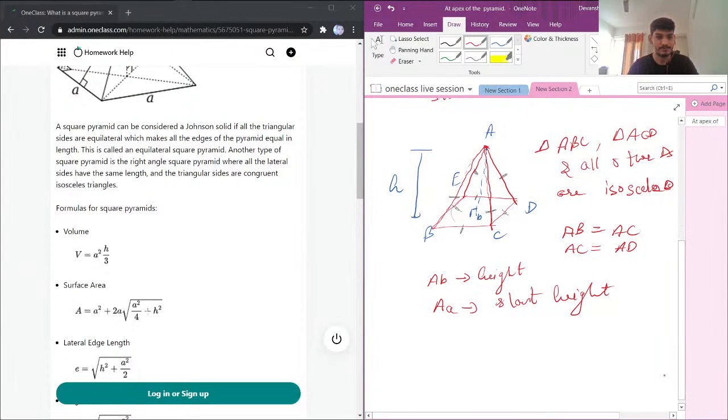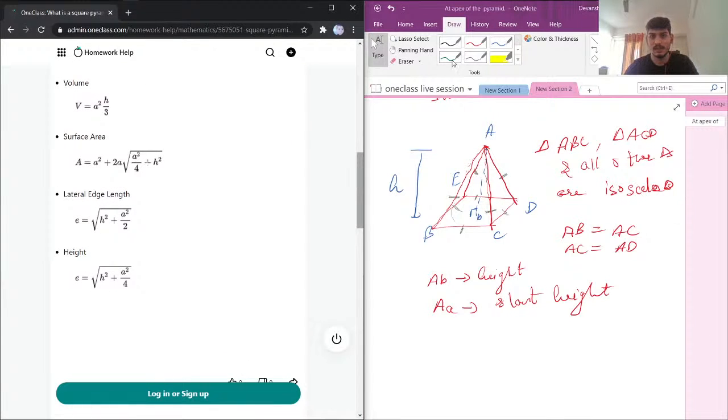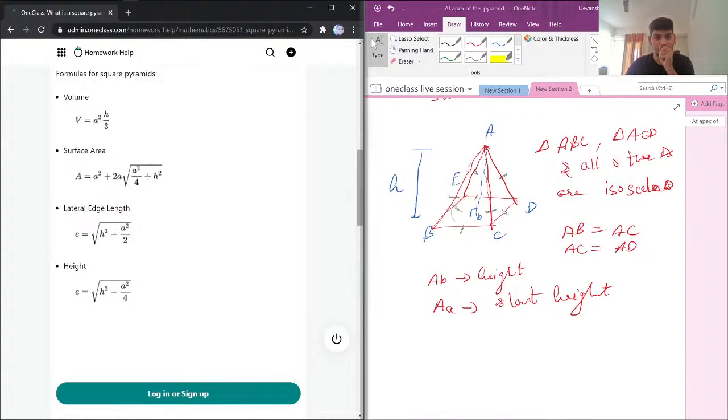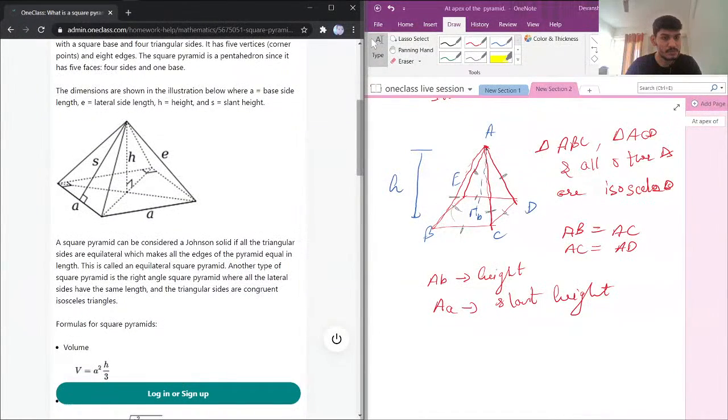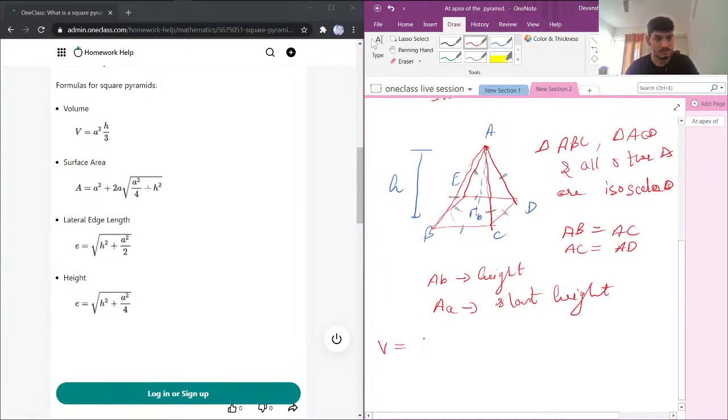Okay, now here are the formulas. This is the volume. The volume is given in terms of base length a, and can be calculated as a square h over 3. For surface area, it will be the area of all four triangles plus the area of the base.